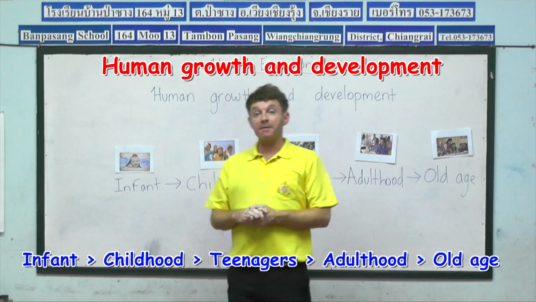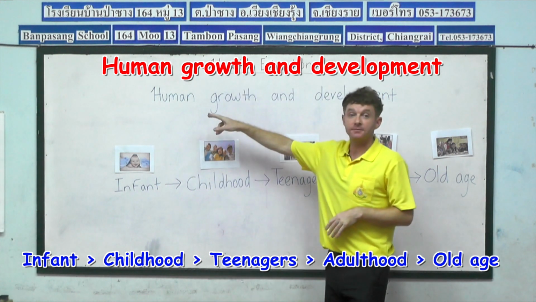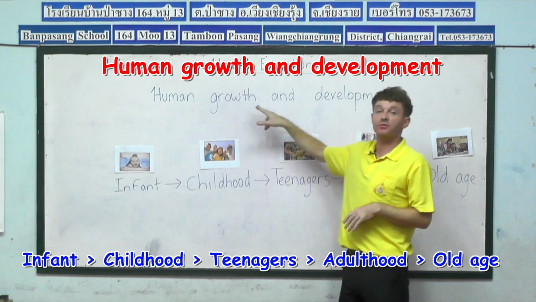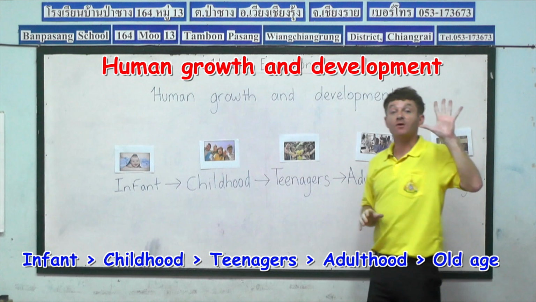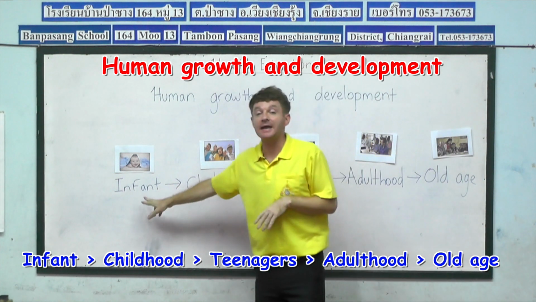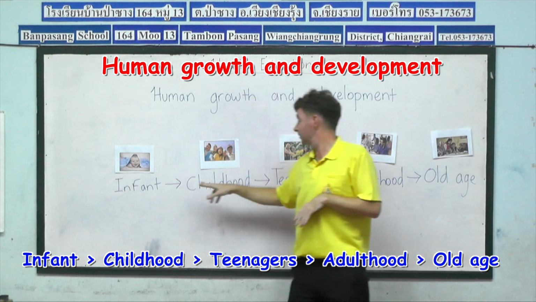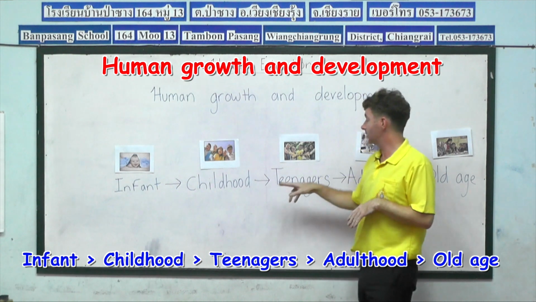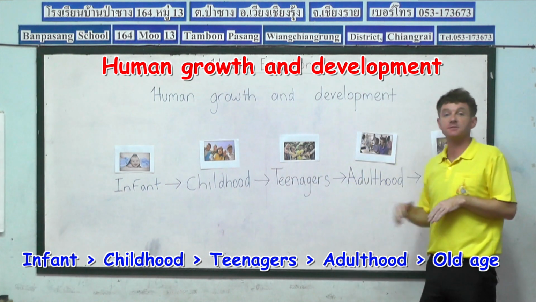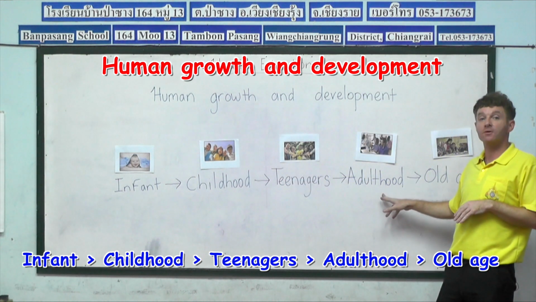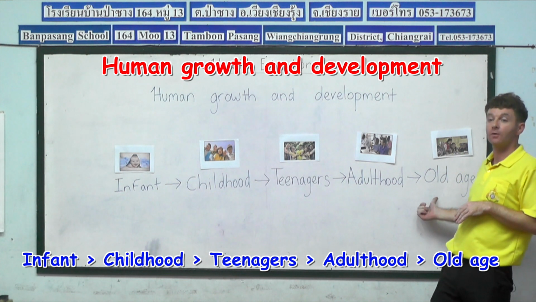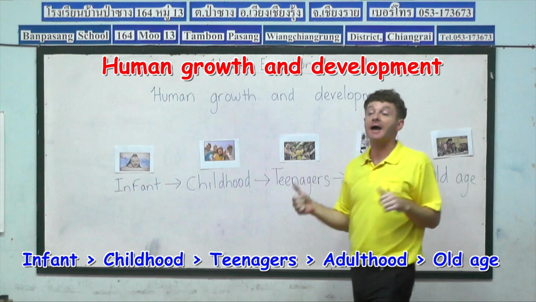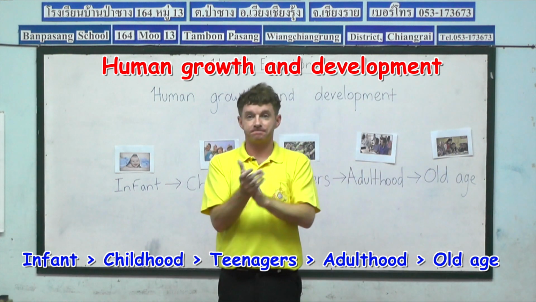So one more time, guys. Human growth and development. The 5 stages are infants, childhood, teenagers, adulthood, and old age. That was brilliant, guys. Very well remembered.